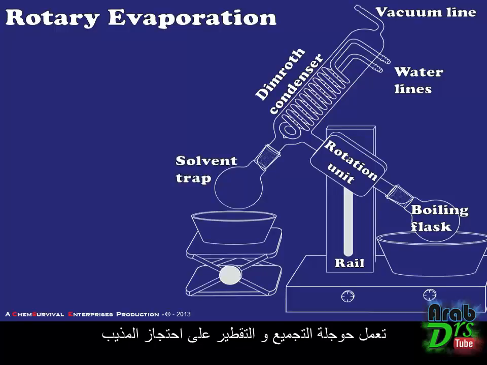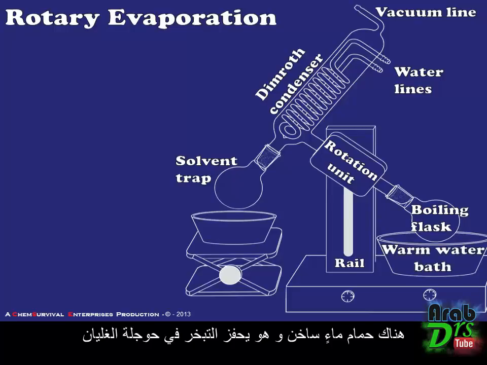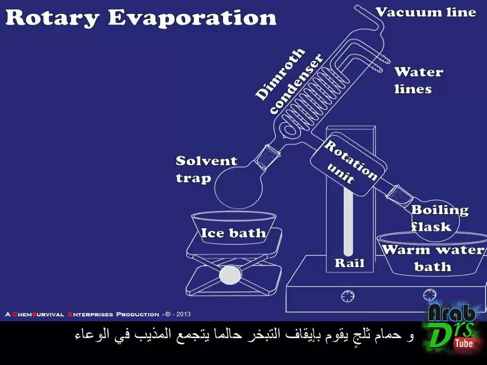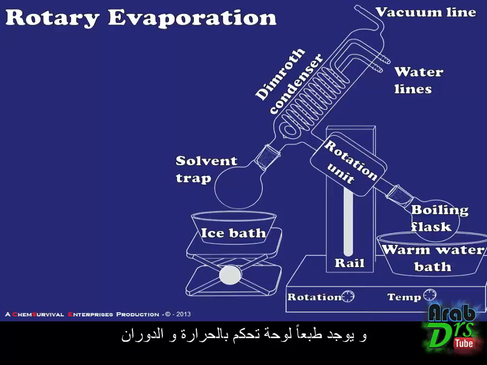What would be the receiving flask in a distillation is often referred to as the solvent trap, implying that we're catching the solvent and trapping it away from what we're really interested in, which is the residual non-volatile material in the boiling flask. There's a warm water bath used to encourage evaporation in the boiling flask, and an ice bath which is used to discourage evaporation once the solvent has begun accumulating in the trap. And of course there are controls for rotation and temperature.